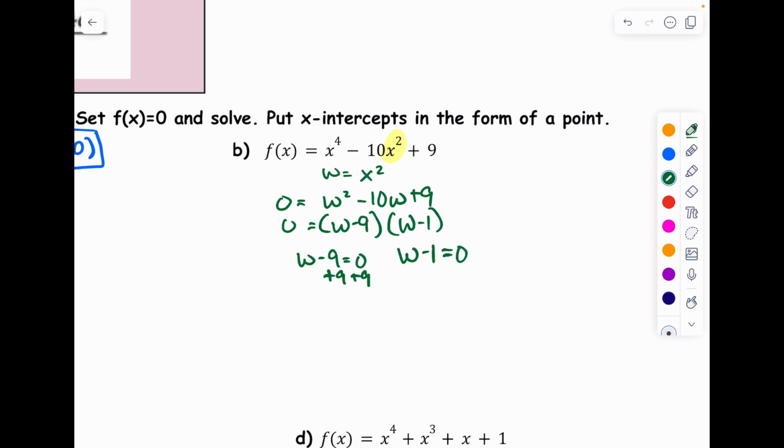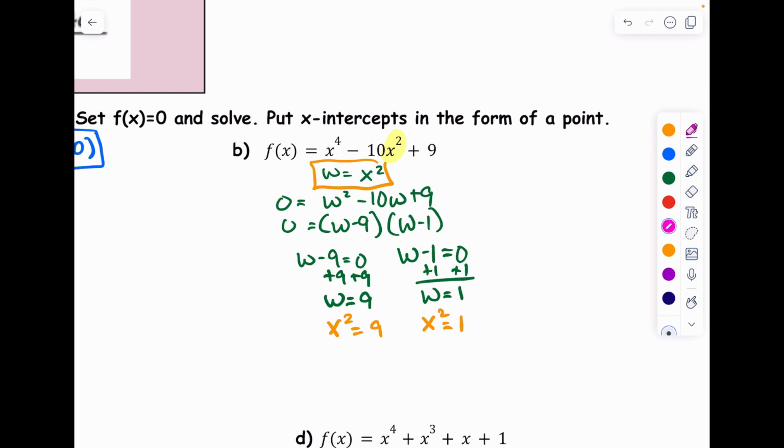Now this is all great, but we didn't need w, right? We needed x. So now we are going to go up here and take this w equals x squared and substitute the x squared back in.